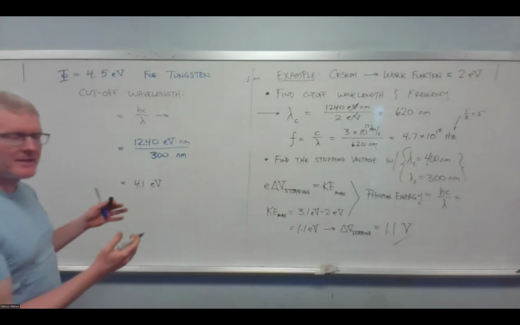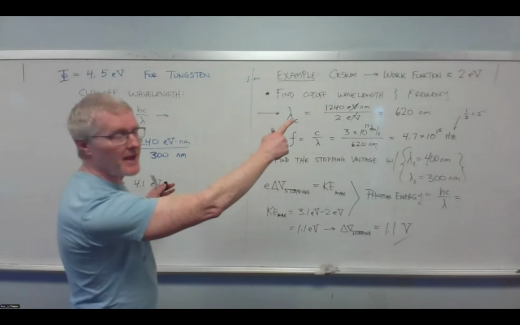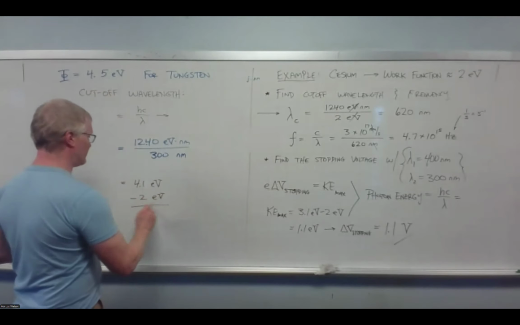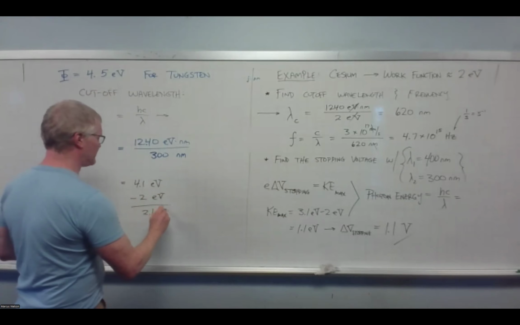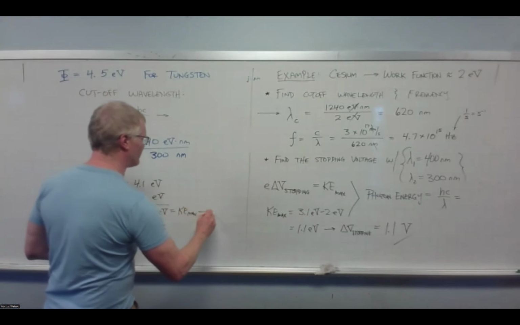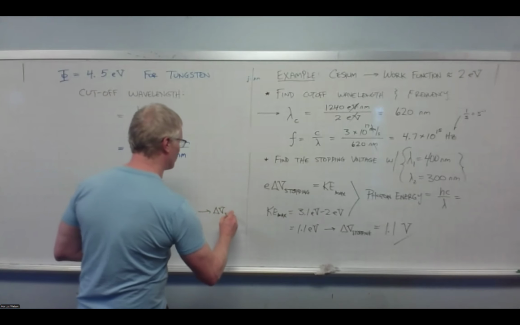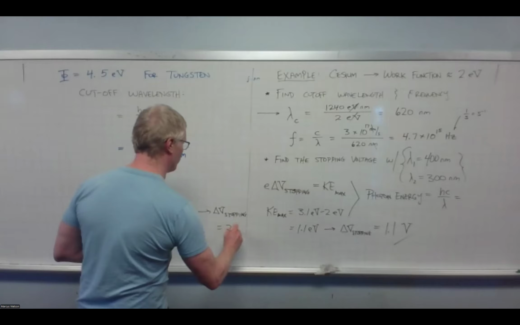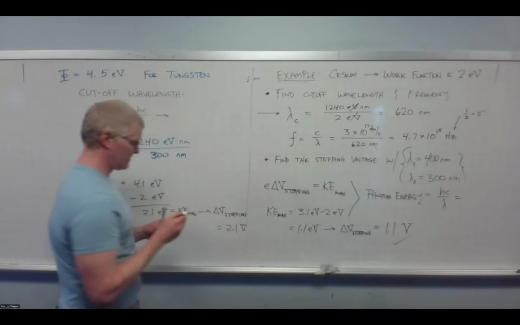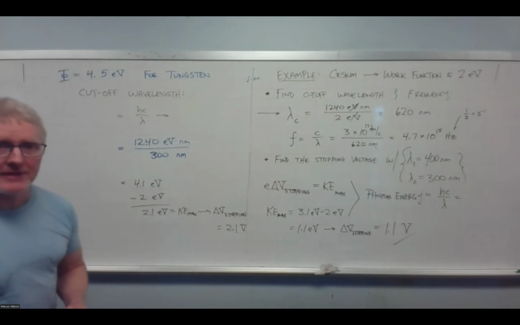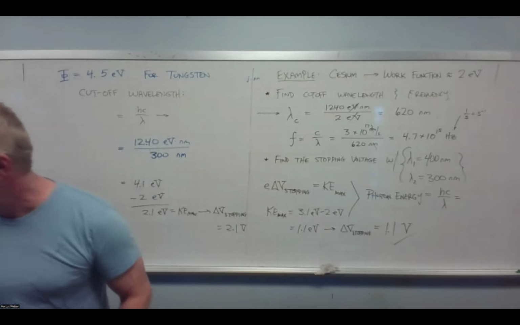Same basic idea. I'm now going to subtract the 2 EVs off that. I'll be left with 2.1 EVs, and that's my kinetic energy maximum, which leads to my voltage. And the voltage is 2.1 volts. All righty. Happy days? Great.